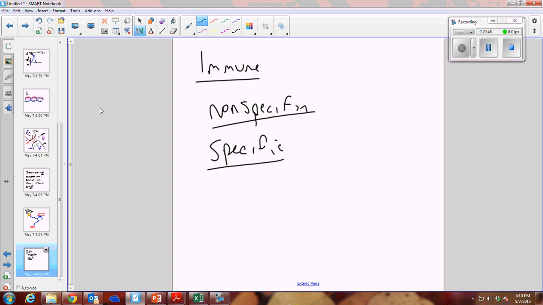Non-specific defenses are things that you're born with. These are innate immunities, like your skin, your mucous membranes, your sweat, the normal bacteria that live in your body, your stomach acids, and your white blood cells that are able to go out and whip things on their own.